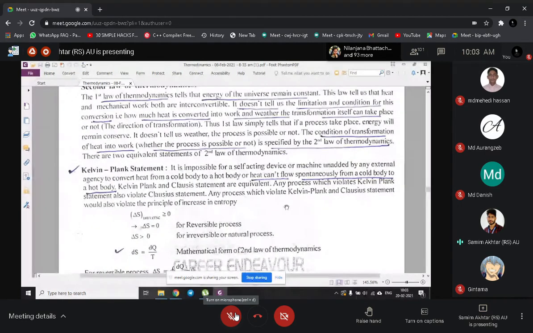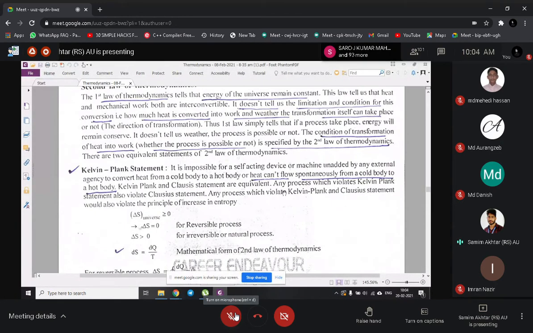This second law of thermodynamics is basically a statement, the Kelvin and Planck statement. And what is the statement? It says that it is impossible for a self-acting device or machine, unaided by an external agency, to convert heat from a cold body to a hot body, or heat cannot flow spontaneously from a cold body to a hot body.